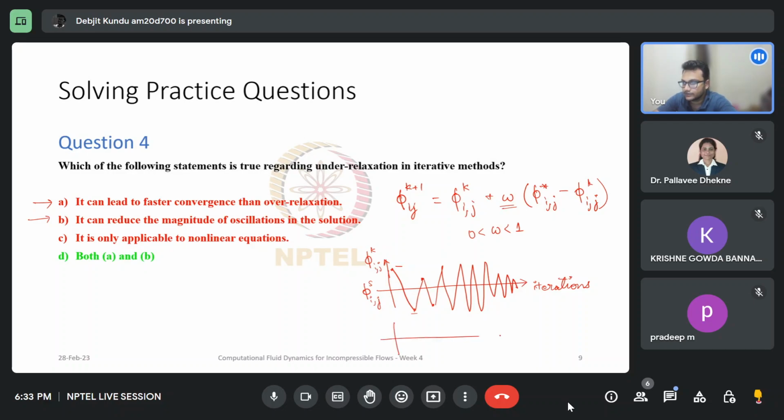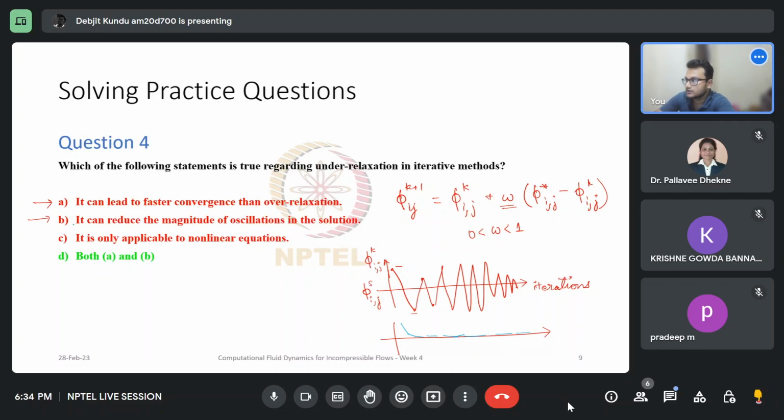Now, had we damped that down, had we used an under relaxation technique, it might not have gone this far, and it only could have gone this far. In the next preceding steps, it could ultimately reach the exact solution. So this takes care of such oscillations in the solution.